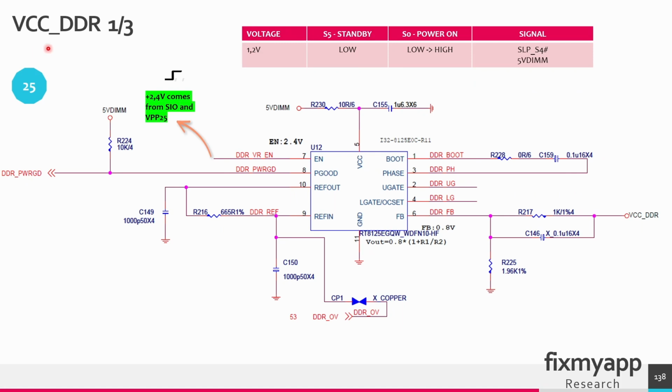VCC DDR refers to the main power supply provided to the DDR memory modules on the motherboard. It is the main voltage rail that powers the memory chips themselves. The specific voltage level of this VCC DDR depends on the type of DDR memory that is used. For DDR1 it operates at 2.5 volt, for DDR2 it operates at 1.8 volt, DDR3 operates at 1.5 volt, DDR4 operates at 1.2 volts and DDR5 operates at 1.1 volt.